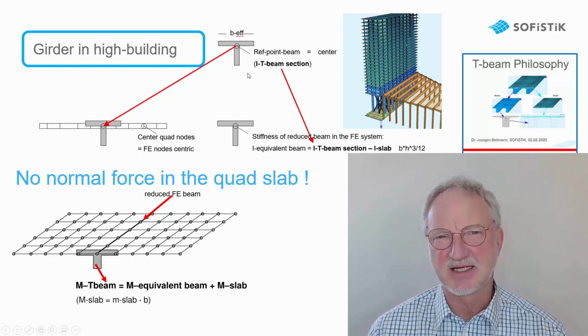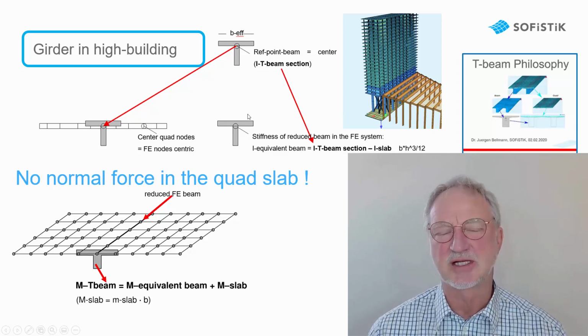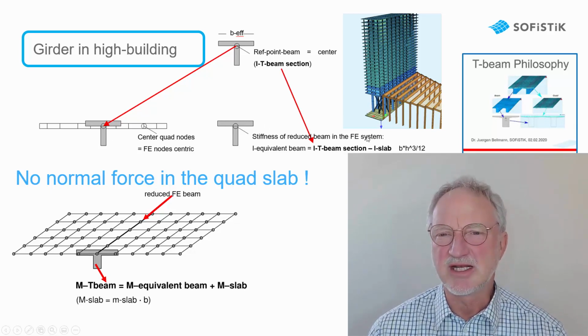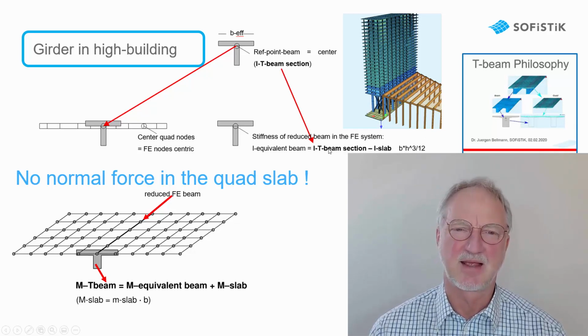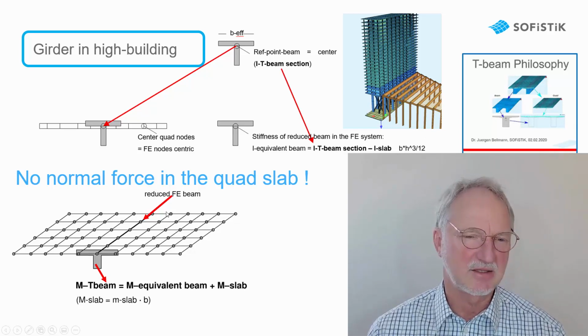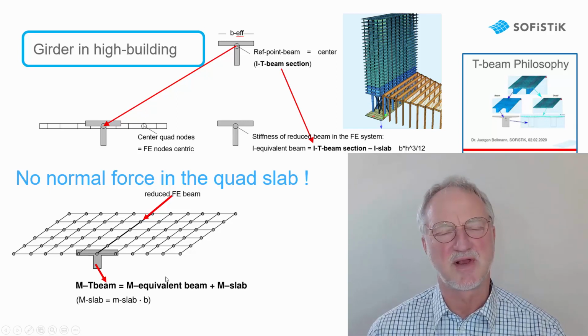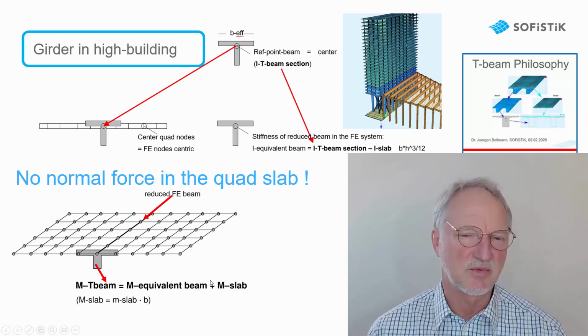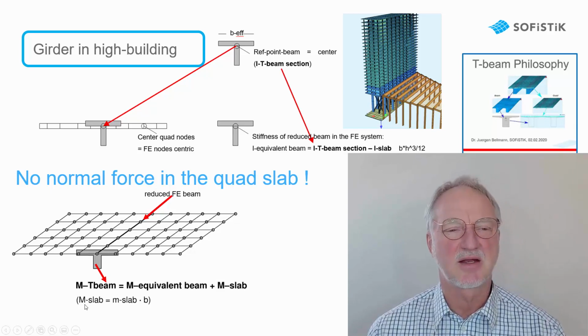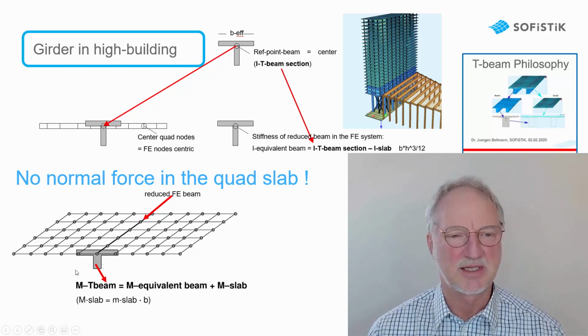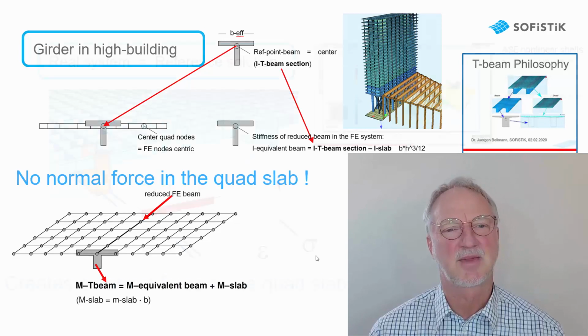This double stiffness is subtracted. A beam is inserted that has only a reduced stiffness. And at the end, the bending moment of this equivalent beam is added with the part of the slab, and we get the complete bending moment in the beam.